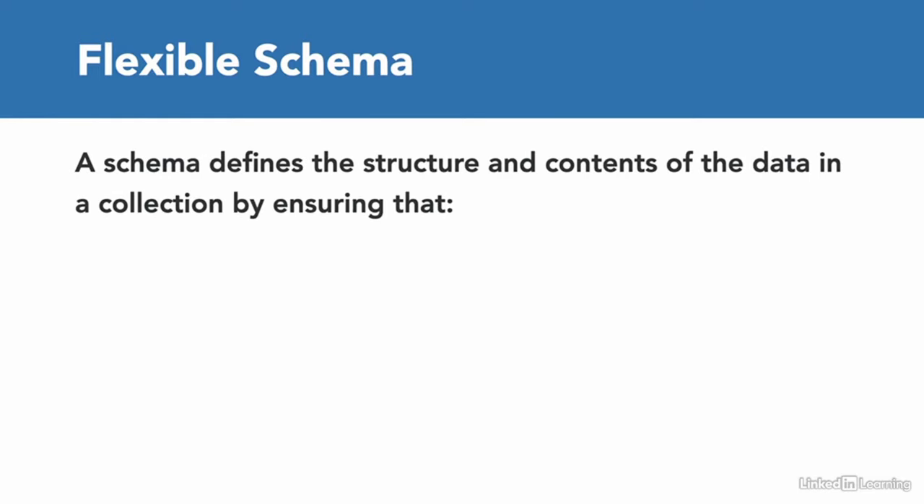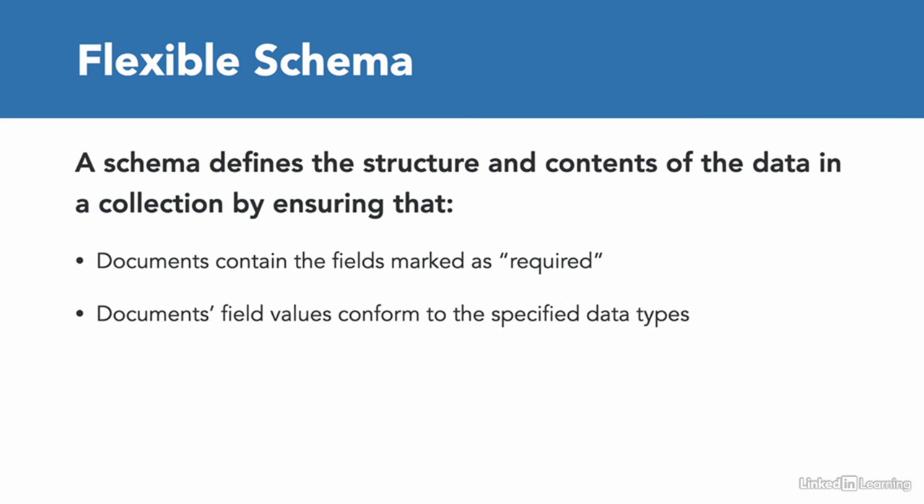The other keyword that you will often hear when people talk about MongoDB is schemaless. So what does that mean? A schema defines the structure and contents of the data in a collection by ensuring that documents in the collection contain the fields that are specified as required in the validator, and that documents in the collection that contain fields specified in the validator have to have field values that conform to the specified data types.